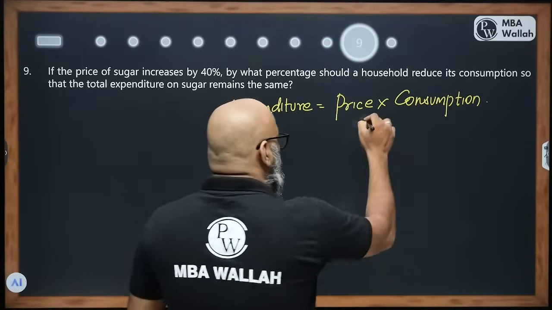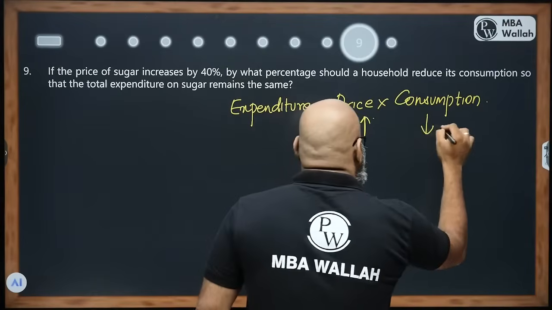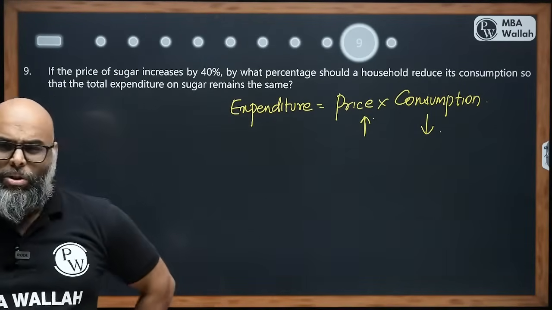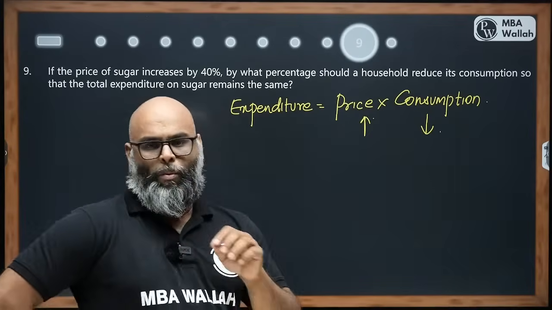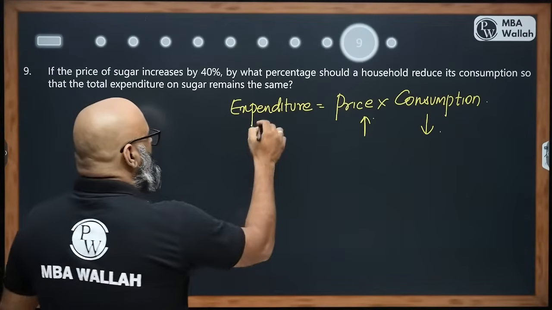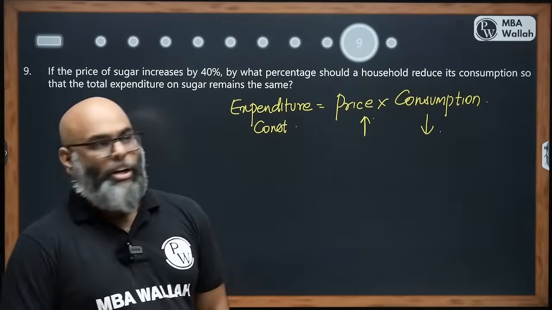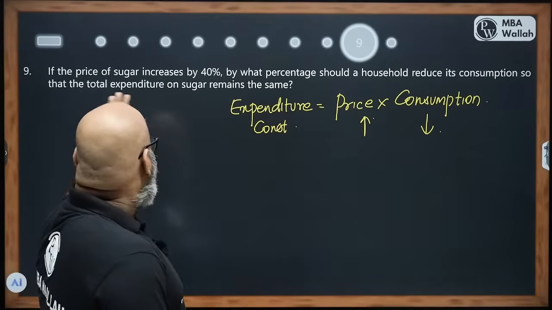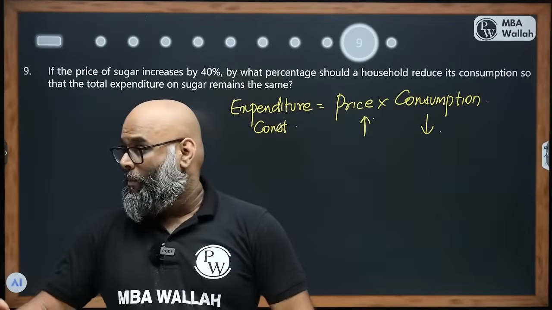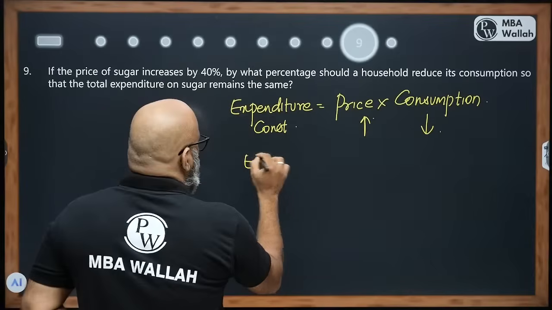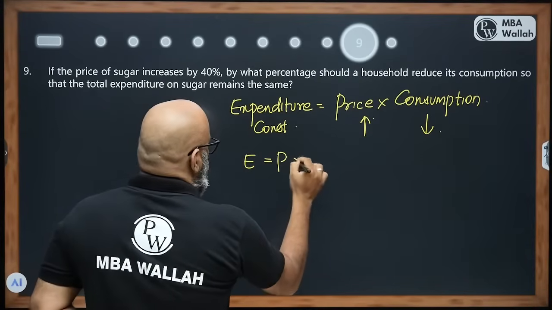When price goes up, consumption comes down. The price goes up, and consumption needs to come down so that your expenditure remains constant. It has to remain constant, right? Because the question says that your expenditure remains the same. So in this case, my expenditure is equal to P into C.